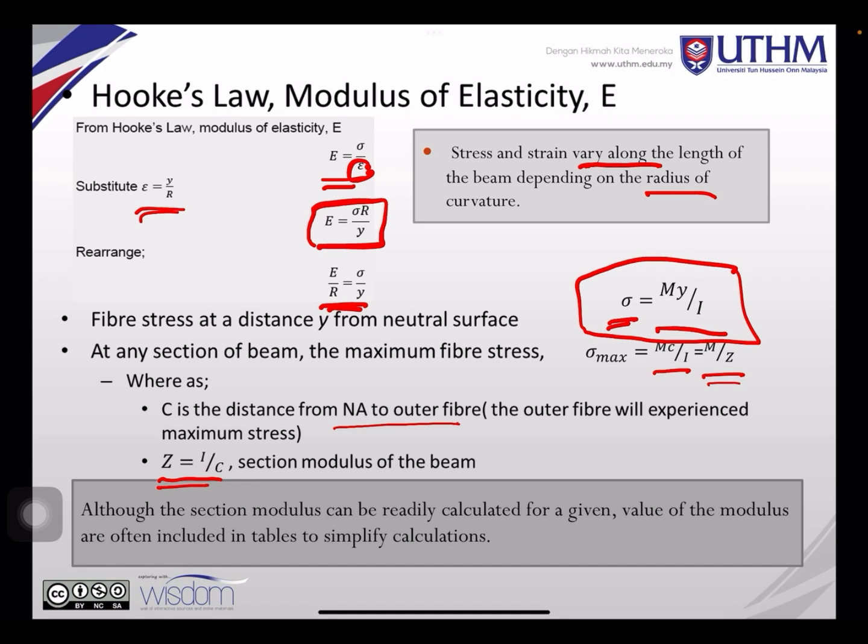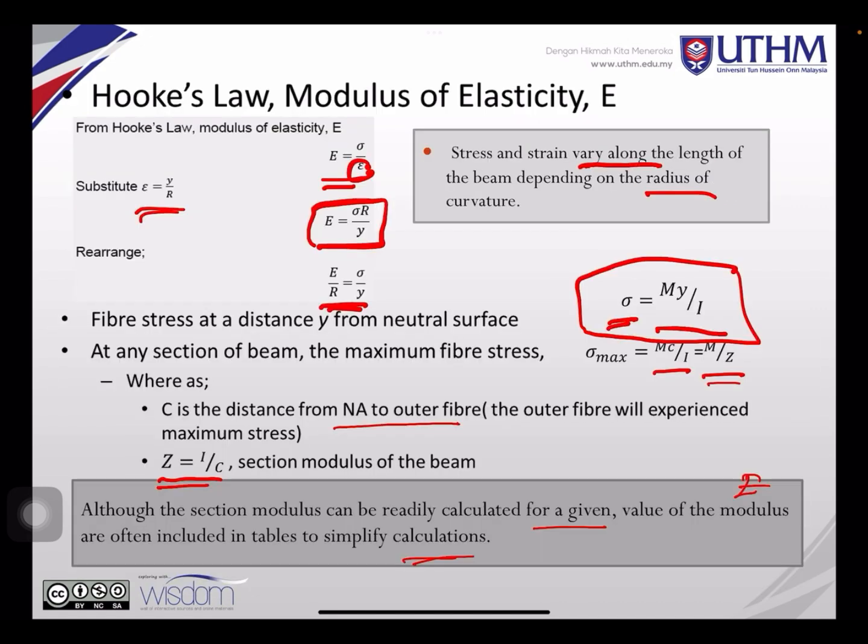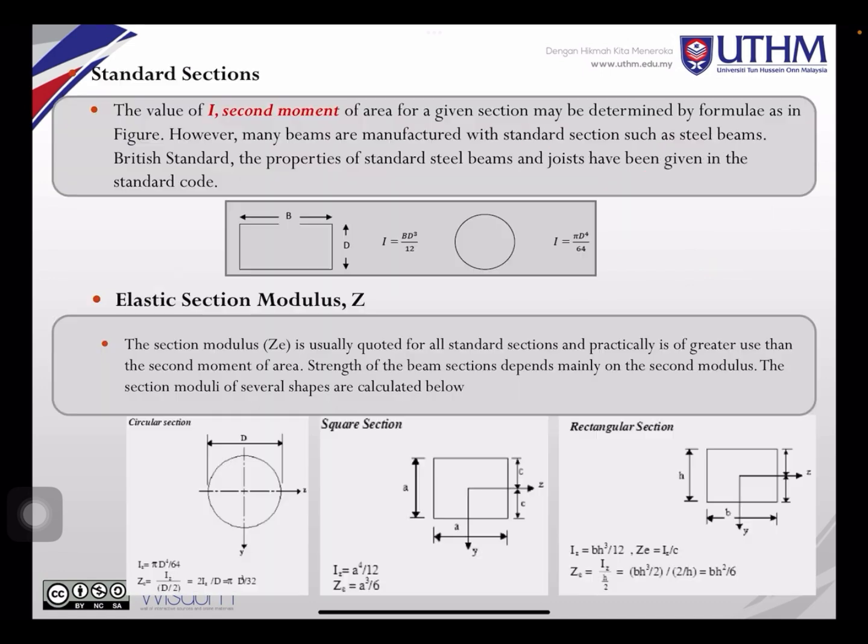Although the section modulus can be calculated, values of the modulus are often included in tables to simplify the calculations. So E normally will be given to simplify the calculation. If not, you need to find it. These are the theory, and when you have the examples, you will see more clearly how to apply it.